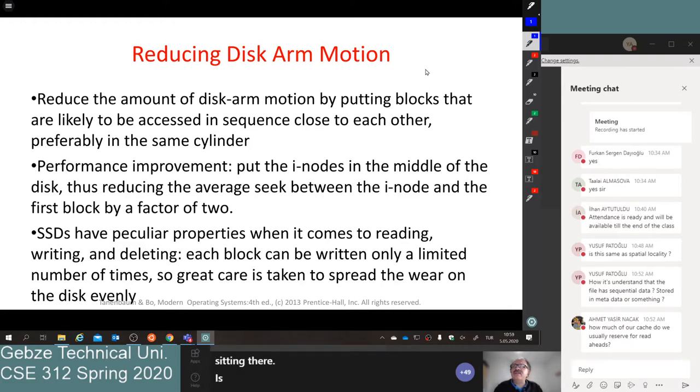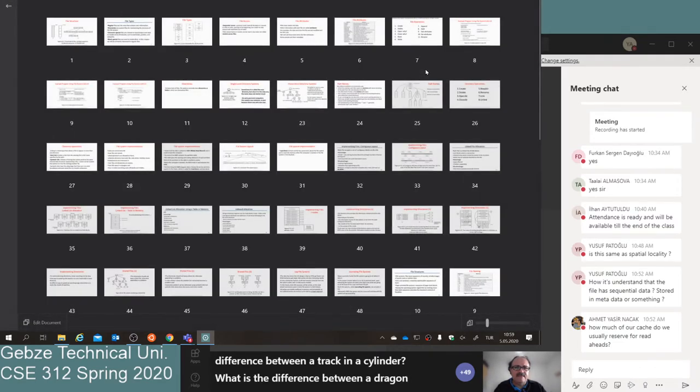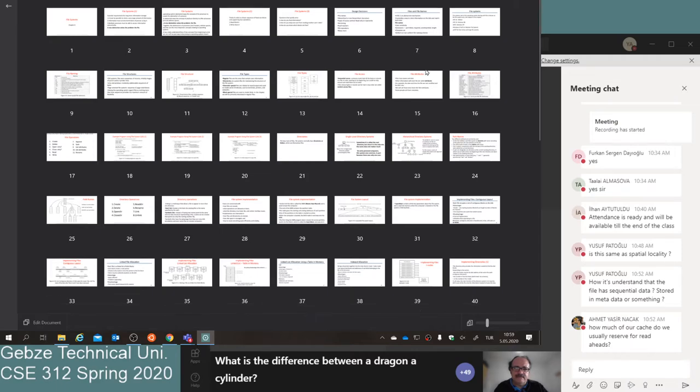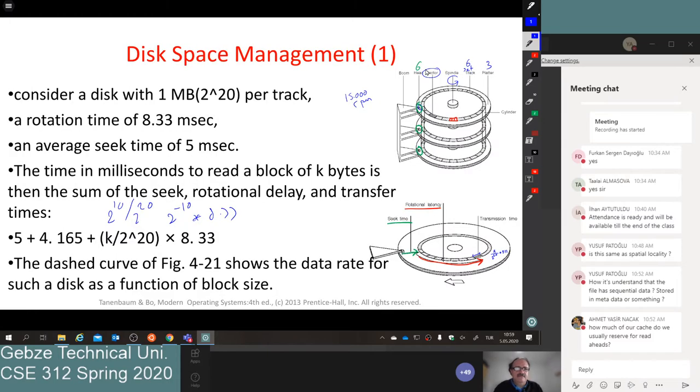So that's why putting the blocks of the same file in the same track, in the same cylinder, is important. By the way, what is the difference between a track and a cylinder? Can anybody tell?